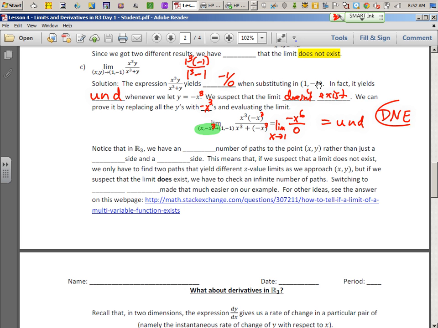This is a true DNE, just like the last one. I don't need to find two paths. That expression is always undefined. So basically, there's an infinite number of paths rather than just a left and right side. Switching to cylindrical did help back on example 1. And for other ideas, you can check that website.